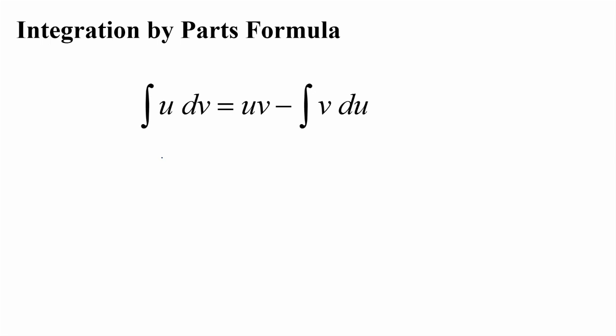Integration by parts formula. The integral u dv can be rewritten as u times v minus the integral v du. This formula expresses one integral, the integral u dv, in terms of a second integral, the integral v du. With proper choice of u and v, the second integral may be easier to calculate than the first. In making these choices, we want u to be something that simplifies when differentiated, and dv to be something that remains manageable when integrated. So here's a strategy for choosing the proper u.